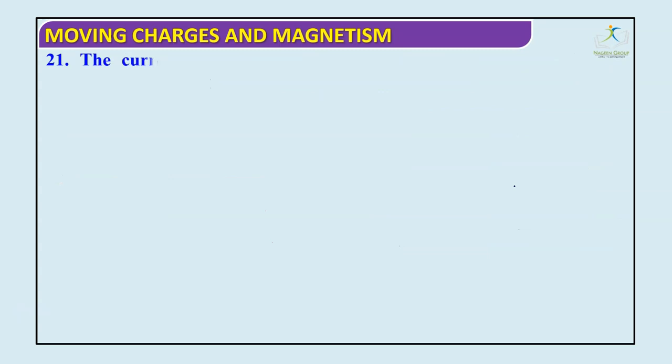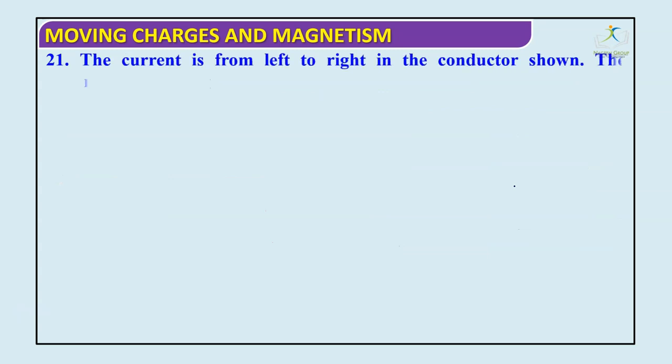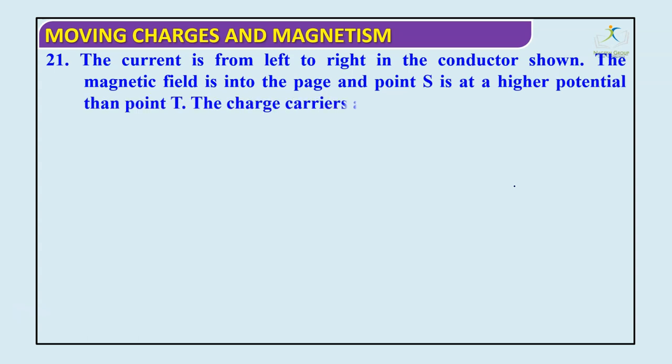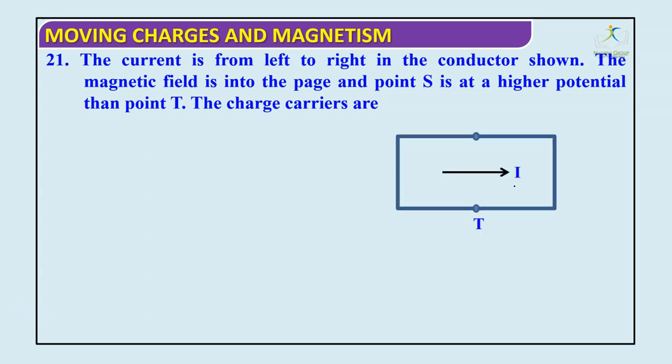Moving on to the next question. The current is from left to right in the conductor shown. The magnetic field is into the page and point S is at a higher potential than point T. The charge carriers are? This is the diagram. We have options: positive, negative, neutral, and absent. The correct answer for this question is positive.